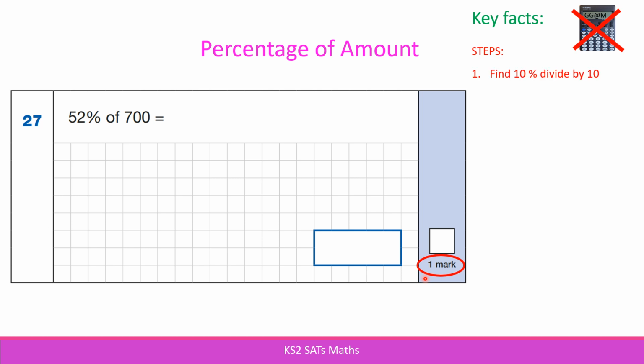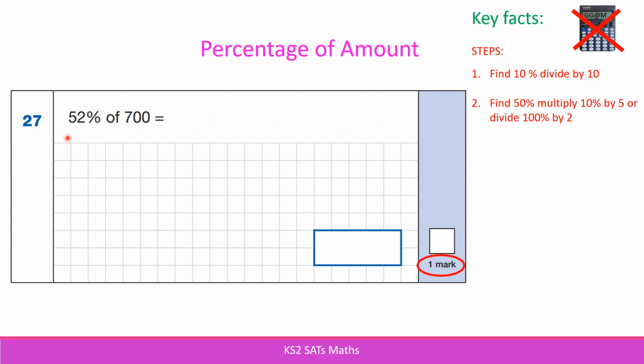To start with, we need to find 10% by dividing by 10. Remember, when you divide by 10, all the digits move 1 place to the right, or you could take a 0 off in this case. It gives you the same result when you divide by 10.